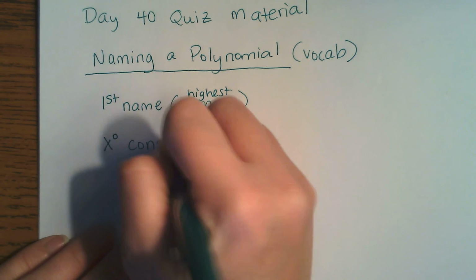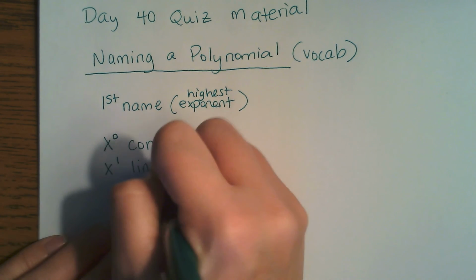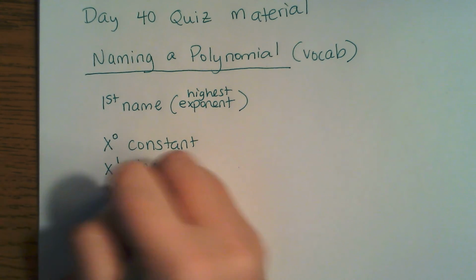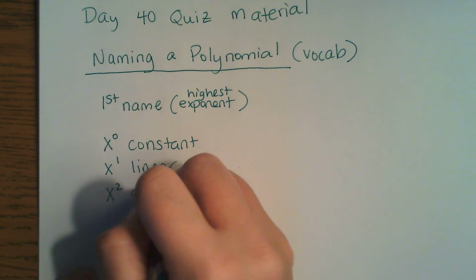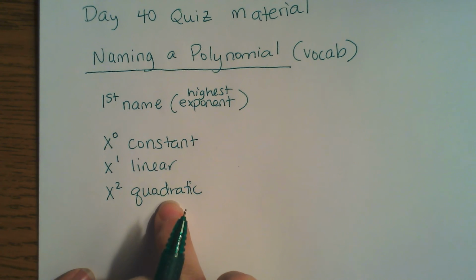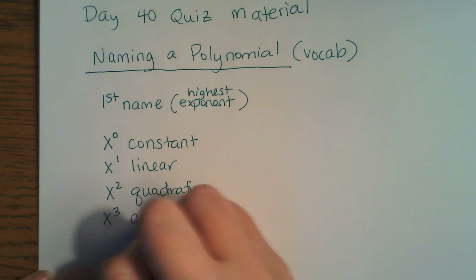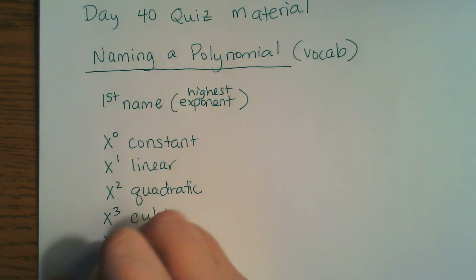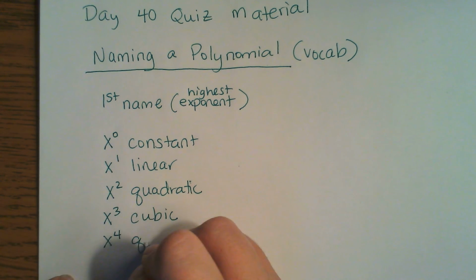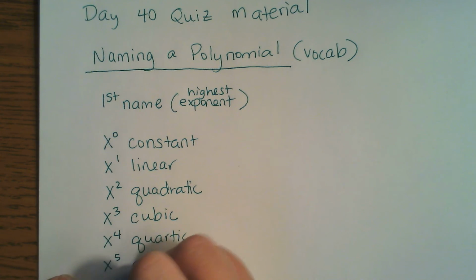Constant, linear, quadratic, which should sound really familiar because we've been solving quadratics. This is cubic, quartic, and it goes all the way up to quintic.